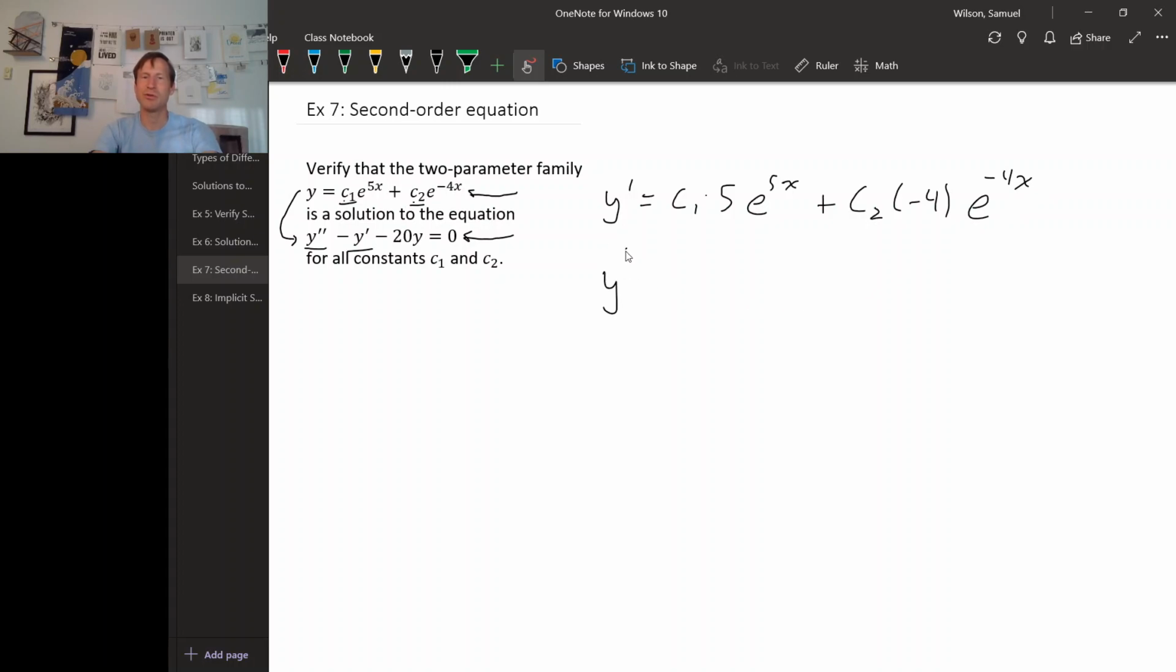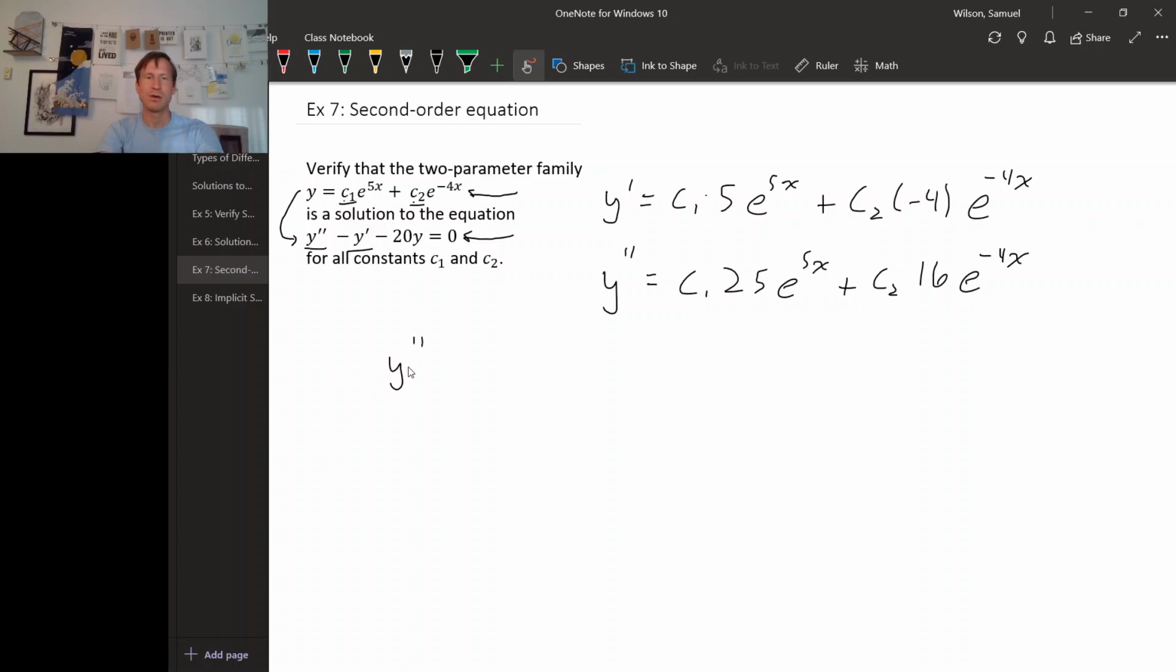Okay, now we can do the whole thing again. y double prime is c1 times, now another factor of 5 comes out of the chain rule, so we get 25 e to the 5x plus, and then another factor of minus 4, so c sub 2 times 16 e to the minus 4x. All right, now we can take all of this and put it into the differential equation and see if it all adds up to 0.